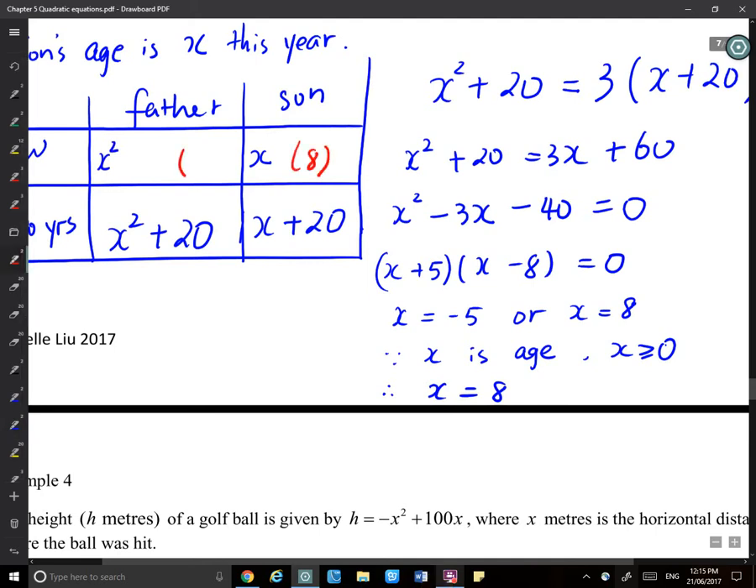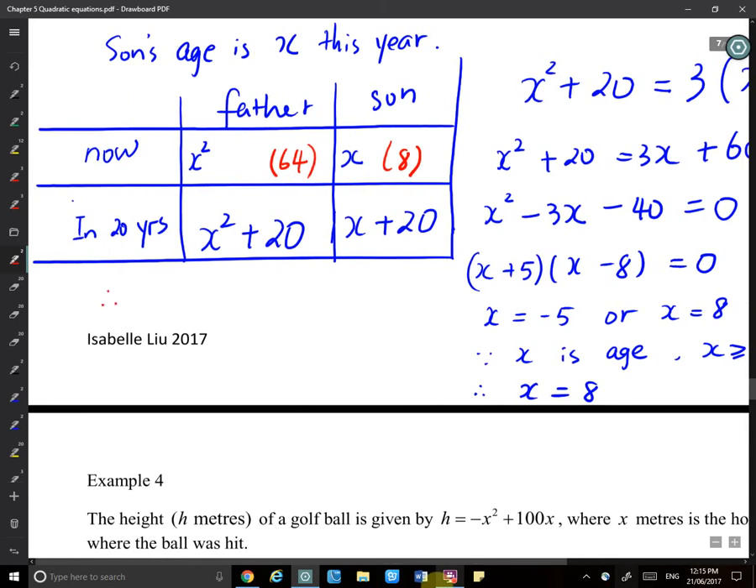How old is the father? 64. So you should answer: the son is 8 years old, and the father is 64 years old.